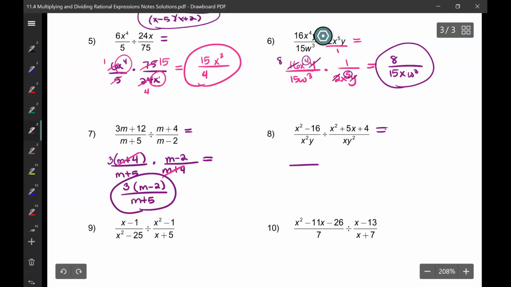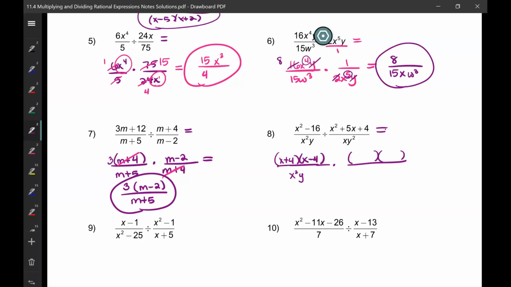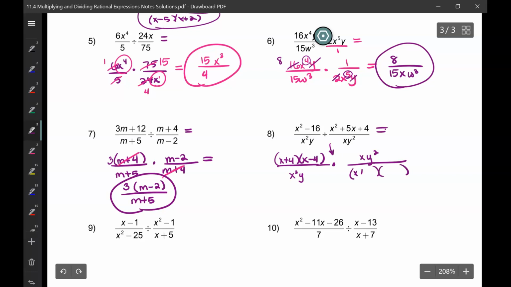Next one. You'll notice I'm starting to factor and flip at the same time, so you can do that as well. X squared minus 16, so that's going to be x plus 4, x minus 4, difference of squares. Then I have x squared y. And again, if you need to pause it, because I'm going too quickly, you can easily pause it and then go back and try it on your own. All right. Oops, actually, I'm going to flip it because I changed this to multiplication, right? So xy squared. And now I'm going to factor x squared plus 5x plus 4, so that's going to be x plus 4, x plus 1. Let's see what we have in common. We have an x plus 4 and an x plus 4.